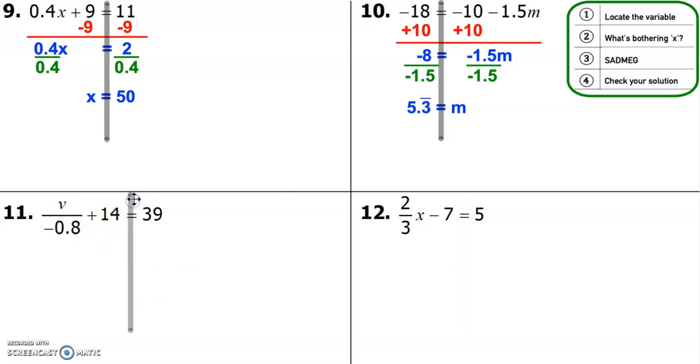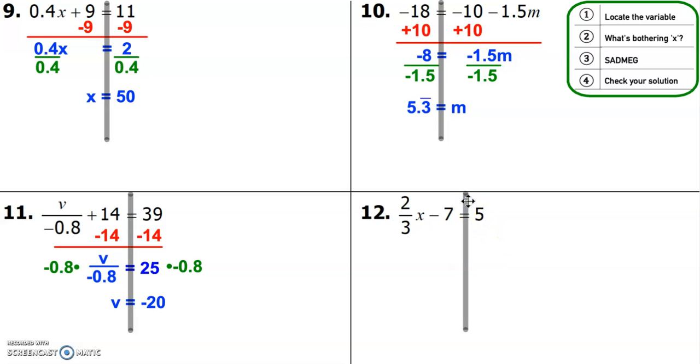Next, I'm going to split. I see I'm dividing and adding, so I need to undo the addition and subtraction first. So subtract 14. That leaves us with v divided by negative 0.8 equals 25. To get rid of the division, I need to multiply. So when I multiply by 0.8 on both sides, I get negative 20.